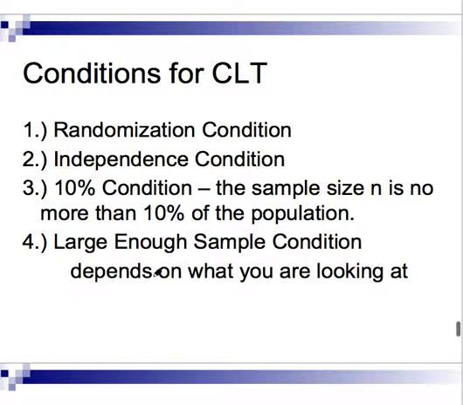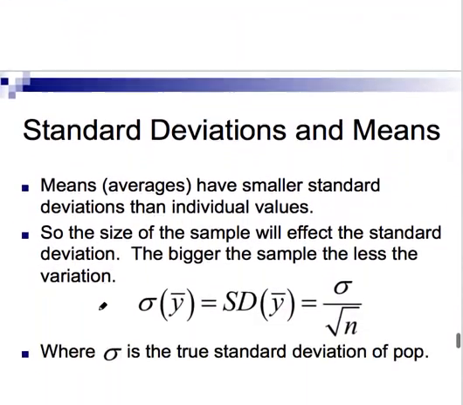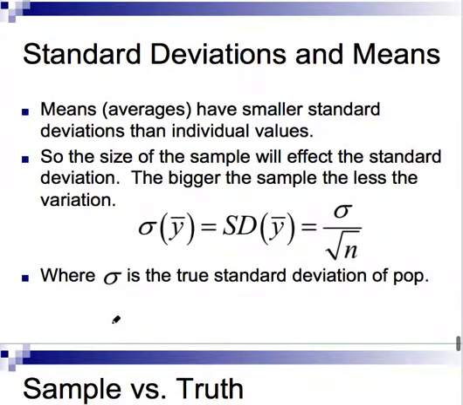And it has to be large enough. So again, it's going to depend on the information that we're given and the situation of whatever it is we're collecting data. Okay, so standard deviations and means, it's very similar. So the means or the averages have smaller standard deviations than individual values. The size of the sample affects the standard deviation. The bigger the sample, the less the variation.